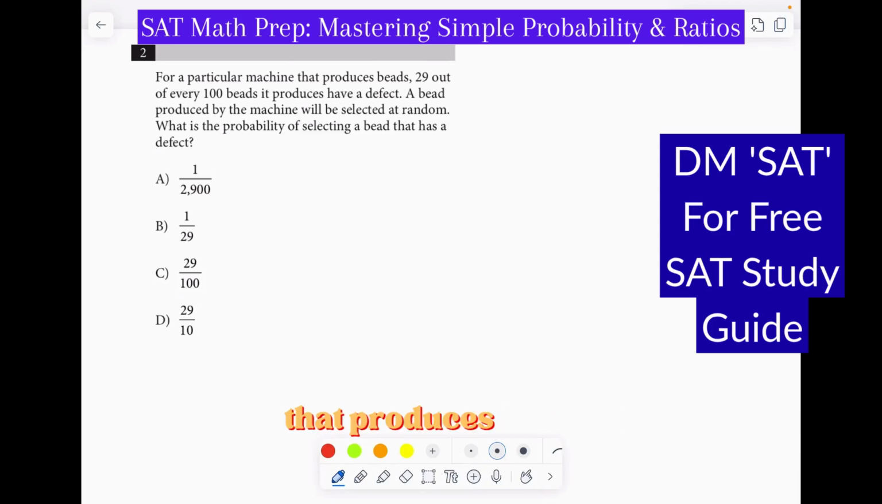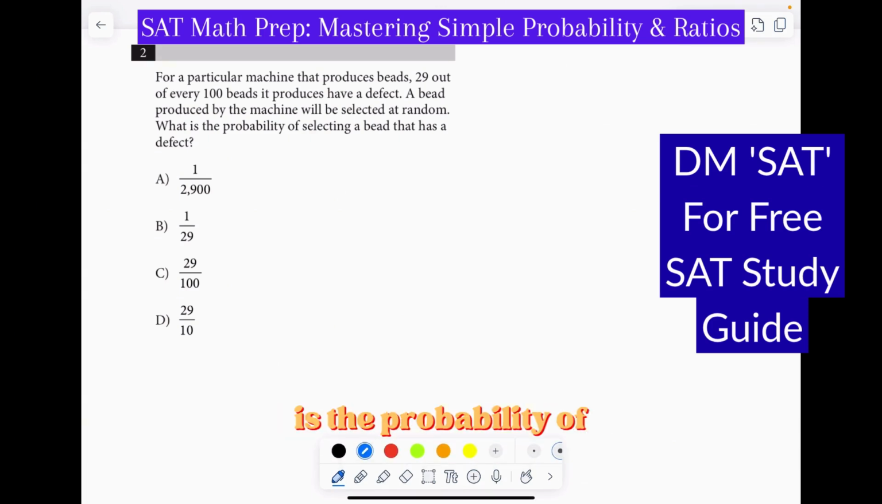For a particular machine that produces beads, 29 out of every 100 beads it produces have a defect. A bead produced by the machine will be selected at random. What is the probability of selecting a bead that has a defect?